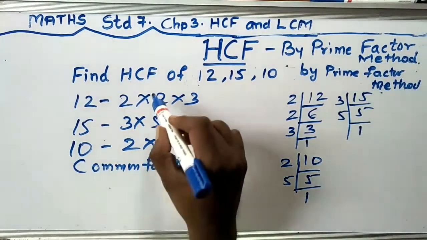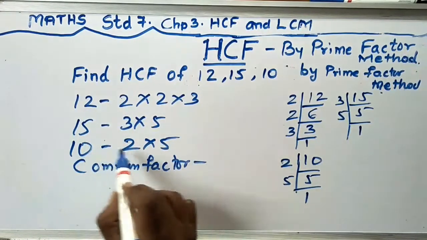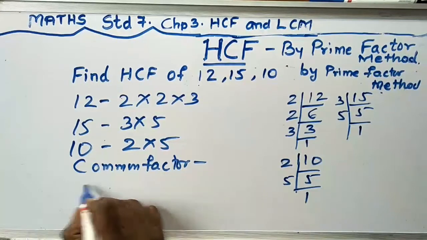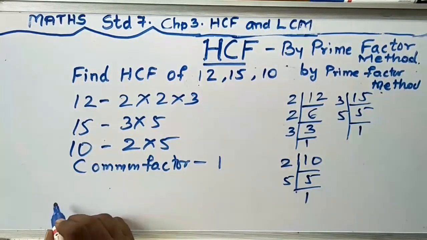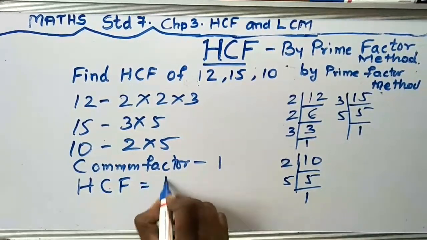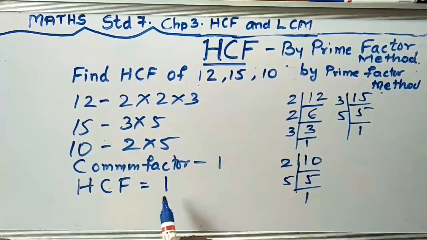But we want the common factor in all the 3. So from 12, 15 and 10, there is no common factor. So we have to take the common factor as 1. So that means HCF is 1. When there is no common factor, we have to write the HCF as 1.